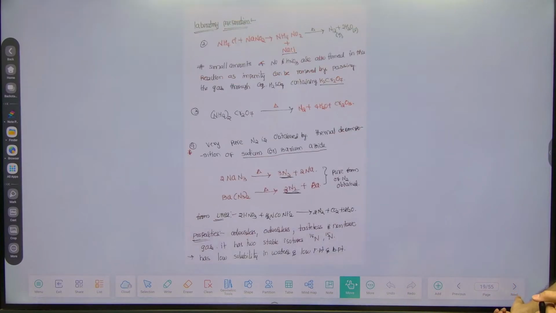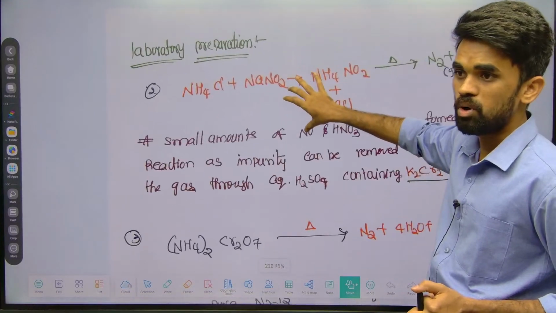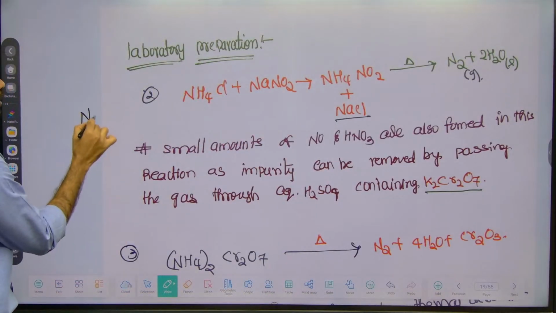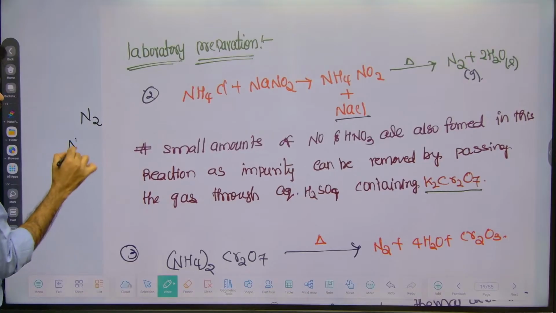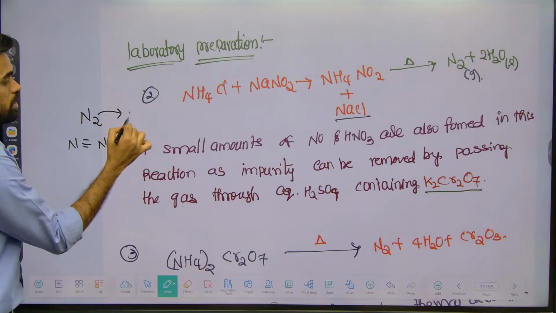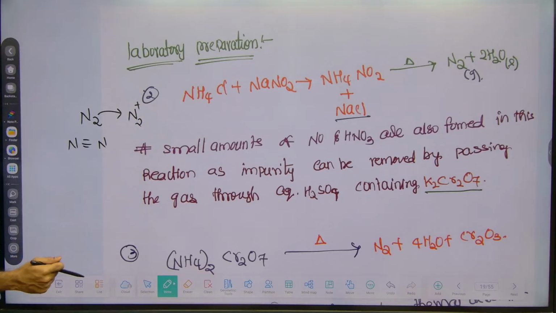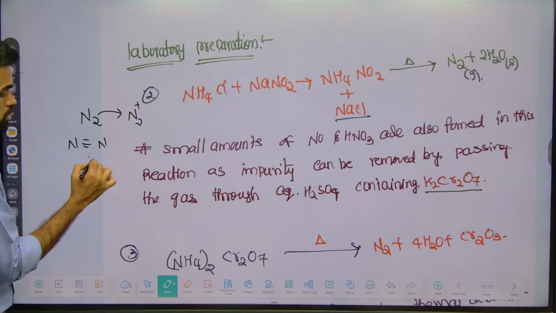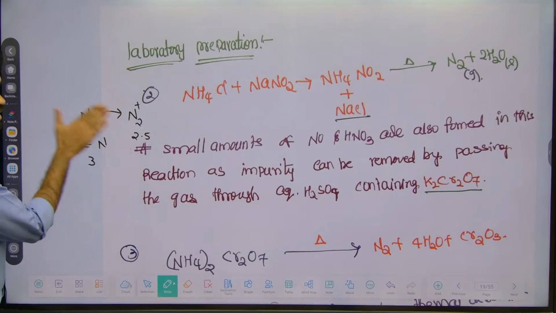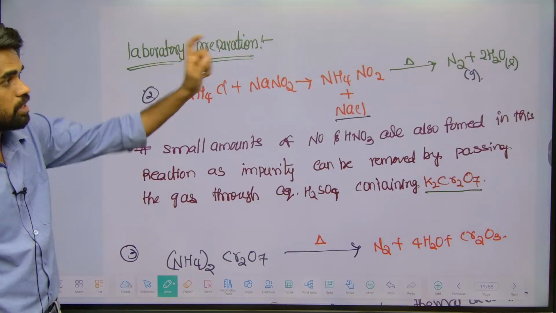So what is the bond order of nitrogen? How many bonds are there in N2? Triple bond, so bond order is 3. Now I am converting from N2 to N2+. What happens to the bond order? Decreases or increases? Decreases. Here the bond order is 3, here it becomes 2.5. This thing we discussed in the molecular orbital theory. Okay, right. So now what are the preparation methods we have for nitrogen?